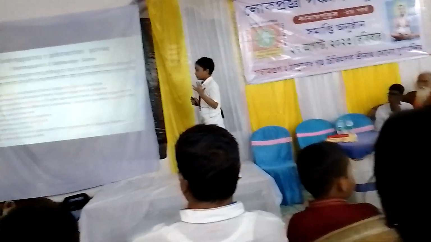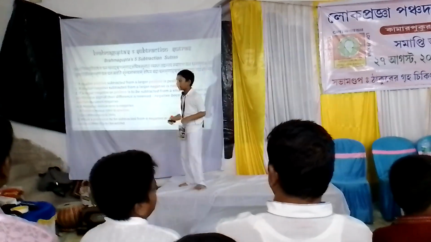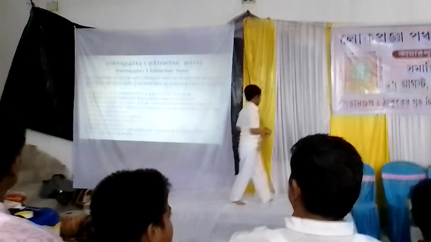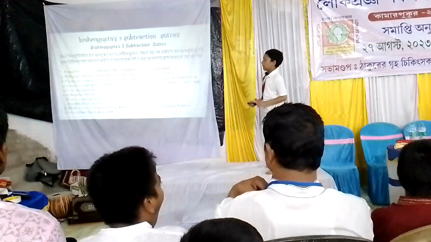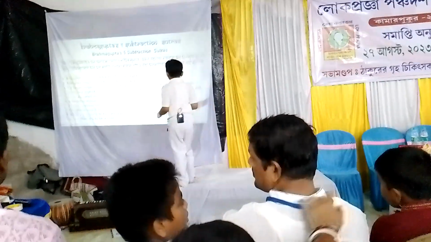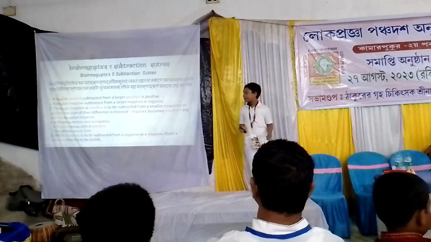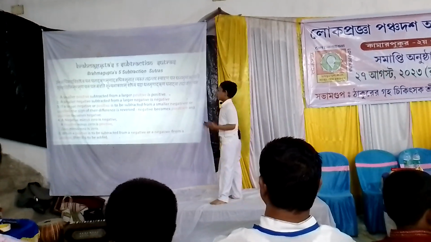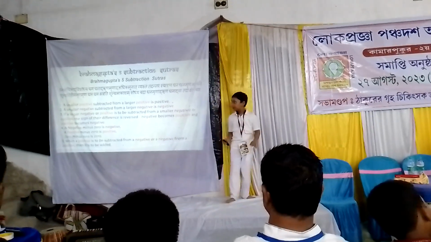These are the five subtractions. A smaller positive subtracted from a larger positive is positive. A smaller negative subtracted from a larger negative is negative. If a larger negative or positive is to be subtracted from a smaller negative or positive, the sign is reversed. Negative becomes positive, positive becomes negative.